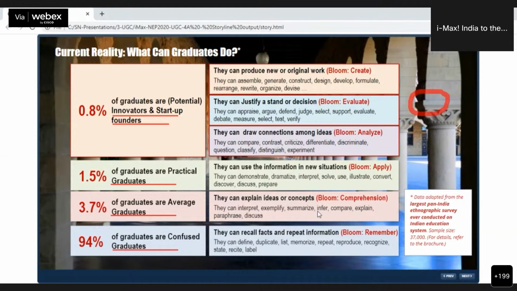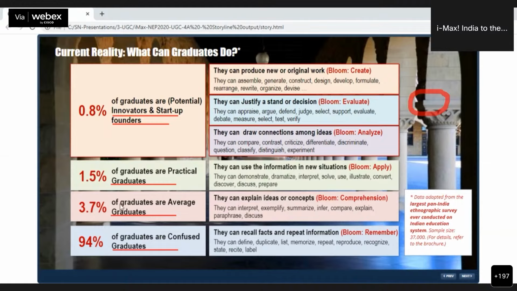Here we see that 94% of our graduates are confused graduates. Confused graduates in the sense that they completed their degree, but they are not interested in even one subject of that degree. They can only recall facts and repeat information that was necessary for the completion of that course. And what they really do is go and try to extend their education. That is the only reason they are going for a master's degree. It is not that they are interested in anything. Most companies are afraid to select these people, the reason being that everything has to be taught to them.